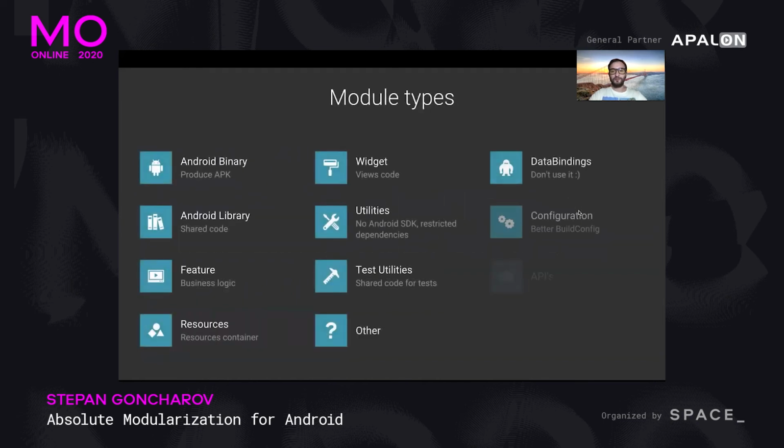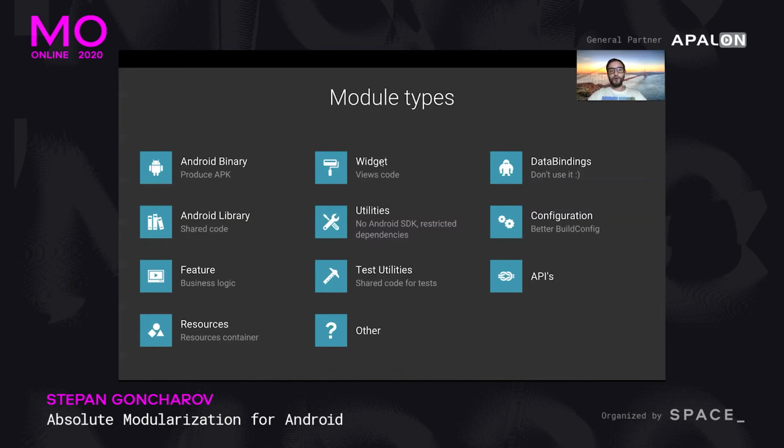We made configuration less flexible, and we introduced a lot of different types of modules, as you can see. Some of them I talked about previously, like Android binary, Android library, the features, which consist of API and implementation, widgets, utilities. There are also test utilities, which is a type of module you can only add to the test dependencies, and let's say the data bindings. I don't recommend using it, but there's an example for it as well. Some configuration module with resources only, and you're not allowed to have resources in any other modules, including the widgets. And if you have questions about it, I will be happy to discuss after the talk.